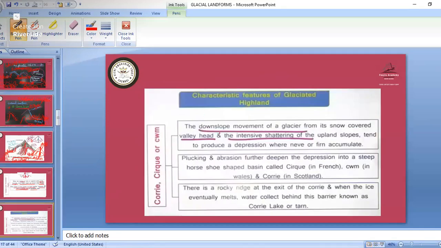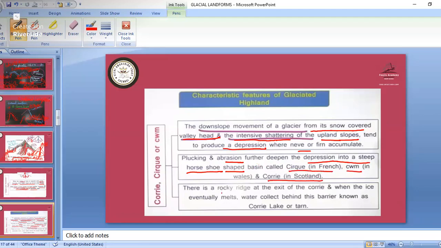The downslope movement of a glacier from its snow-covered valley head and the intensive shattering of the upland slopes tend to produce a depression where the neve or the firn accumulates. Plucking and abrasion further deepen the depression into a steep, horseshoe shape, like a chair. That basin is called what? Cirque, or cwm, or quarry.